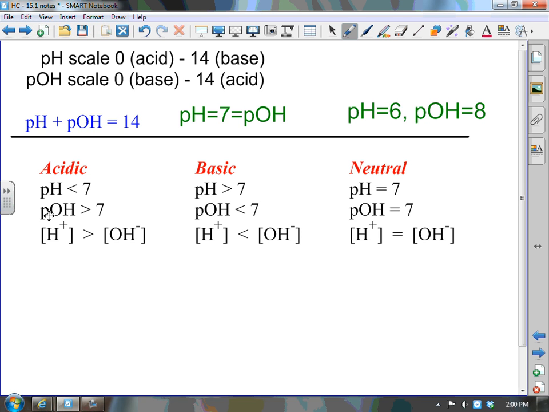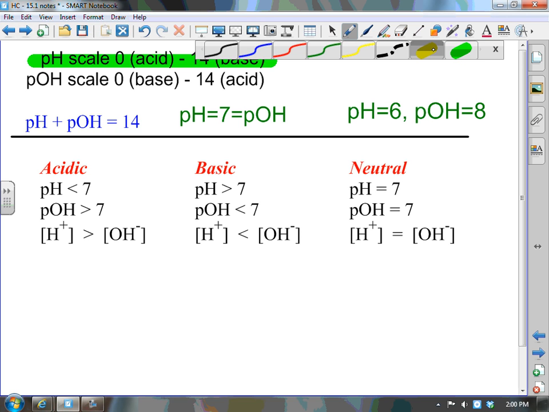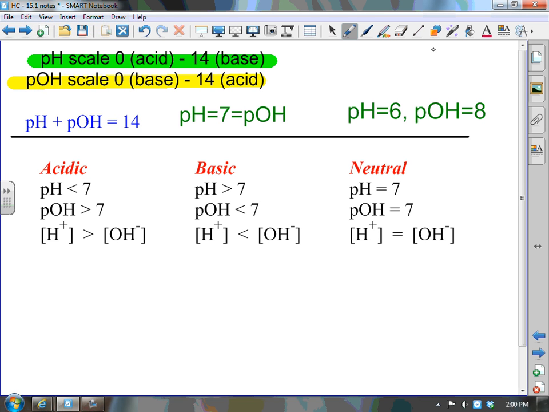Now, a couple other things about pH and the pH scale and what it means. We already know what the pH scale is. It goes from basically 0, even though we sometimes say 1, to 14, with 0 being an acid and 14 being a base. Now, we can also have what's called a pOH scale. Basically, it's just a scale in the opposite order. If it has a pOH of 0, that means it's a base. If it has a pOH of 14, that means it's an acid.